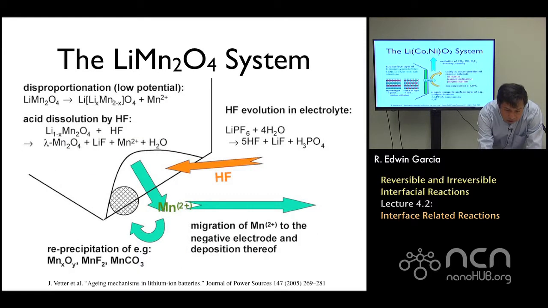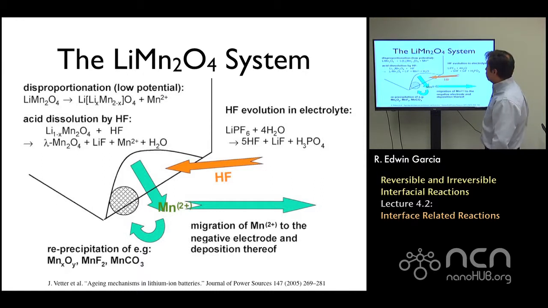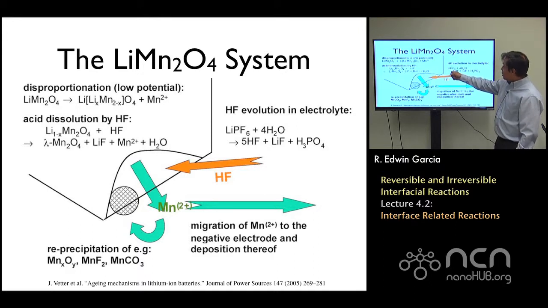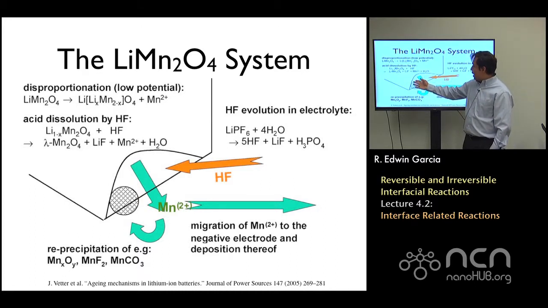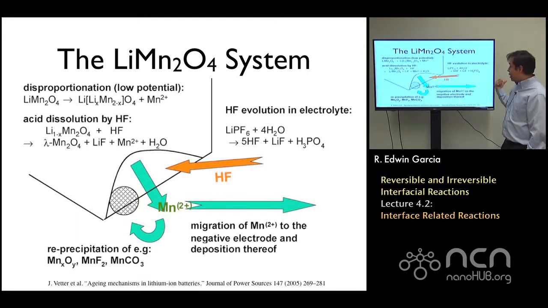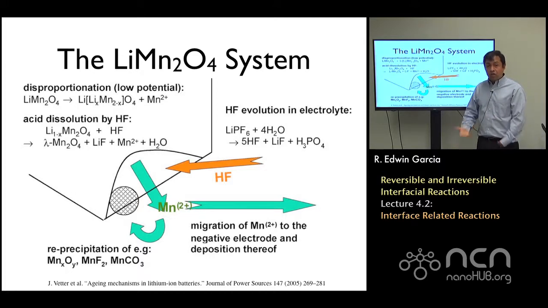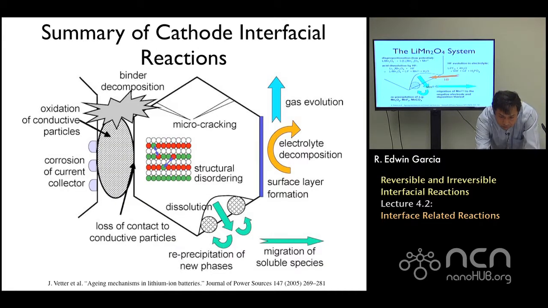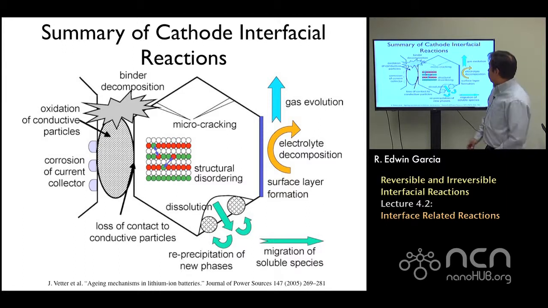For the lithium manganese oxide, you can see something very similar occurs. So you can see here how you can induce HF evolution in the electrolyte as the LiPF6 and the different components of the cell react with the manganese in the electrolyte, which allows you to precipitate this component, which could migrate all the way into the negative electrode, inducing a drop in performance. Finally, this just summarizes all the possible cathode reactions, at least some of them.